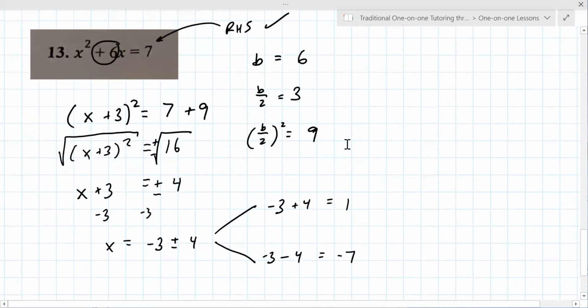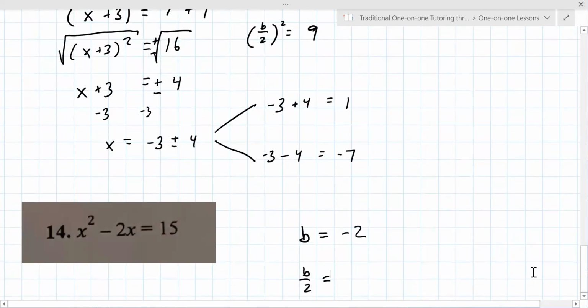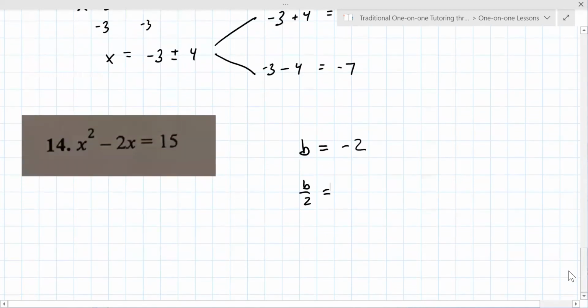Let's go back and look at the previous problem. How did I get 3 from 6? Oh wait, it's 1. It's not 1, there's a negative. Negative 1. Good. Now b over 2 squared, you have to square this number that I'm circling. What is negative 1 squared? Negative 1 squared is 1. Very good.